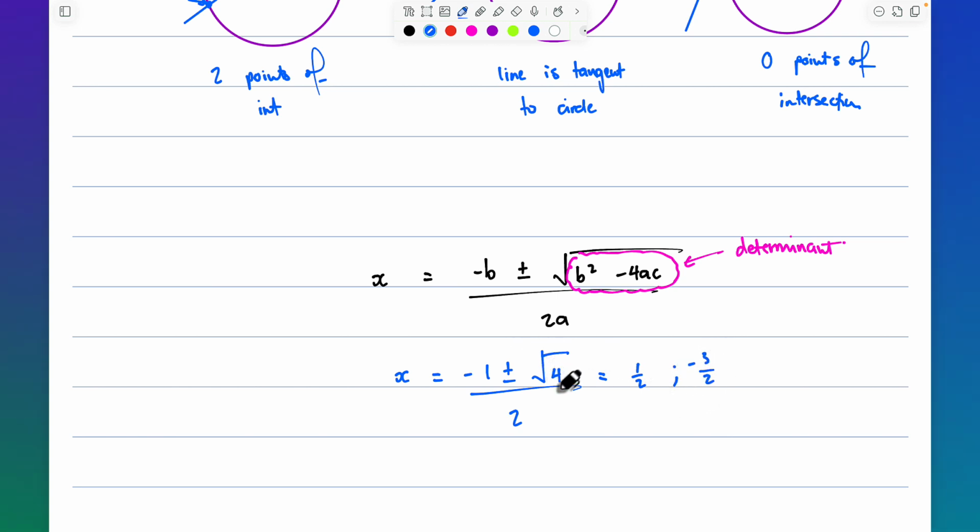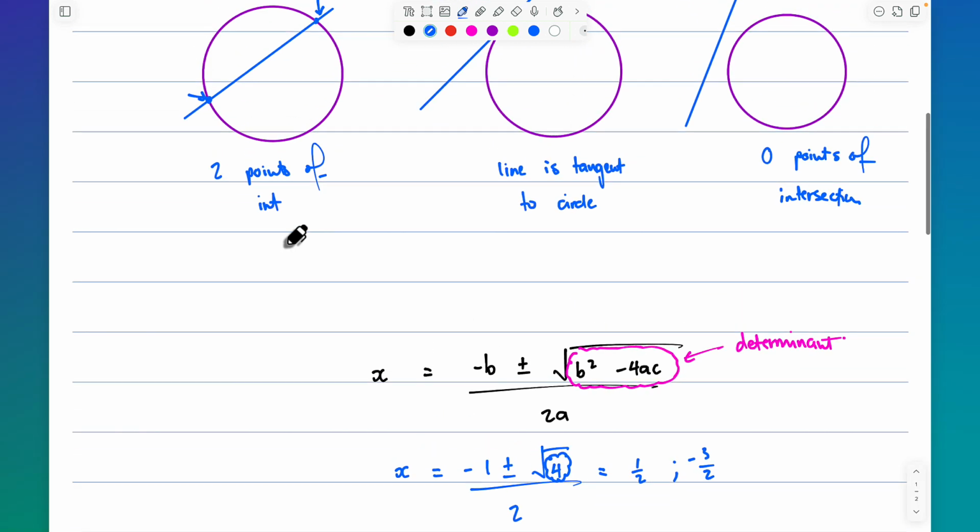So if whatever's in this bracket is a positive value, it's going to give you 2 distinct answers, right? So basically, if your discriminant is positive, it gives you 2 answers, which means you have 2 points of intersection. So in this case over here, your discriminant is positive, right? That's your first scenario.